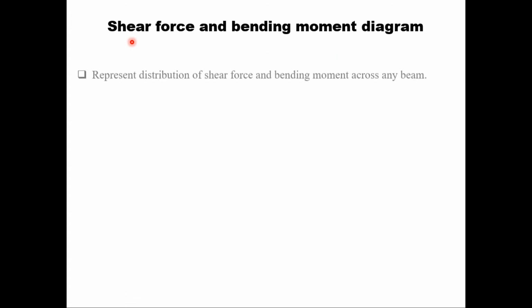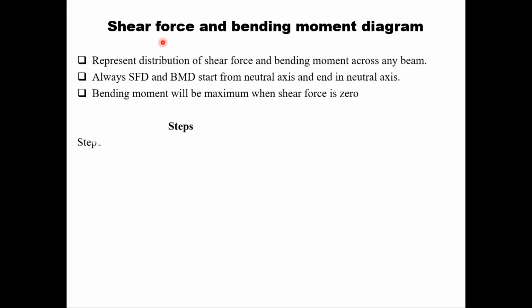Before constructing shear force and bending moment diagram, we have to know these important points. Always shear force and bending moment diagram starts from neutral axis and ends in neutral axis. So always their value starts from 0 and ends in 0. And this shear force and bending moment diagram represents the distribution of shear force and bending moment across any section of the beam, and maximum moment will be obtained when shear force is 0.